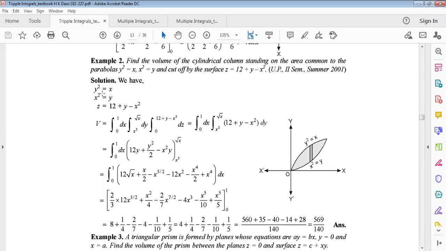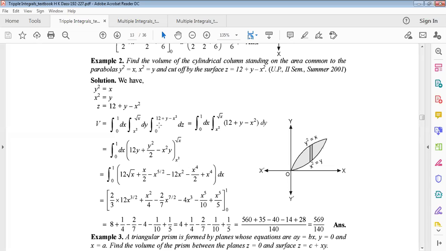But if you put x equals y square, then y equals root x, right? Square root over x. So the upper limit will be square root over x, and the lower limit will be x square. Understand? Just y equals this and y equals this. So the y limits will be x square to square root over x.